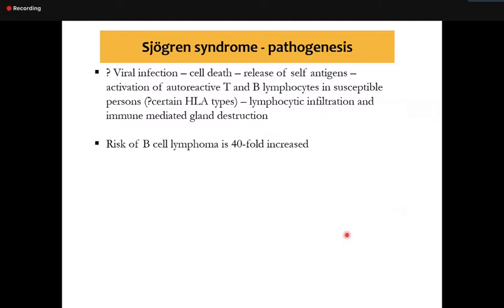Now to summarize, any viral infection leads to cell death and release of self-antigens, and these self-antigens are taken up by the lymphocytes as foreign, and they are activated against them. Especially it is thought that this occurs in the presence of some specific HLA types, so it has a genetic component as well.